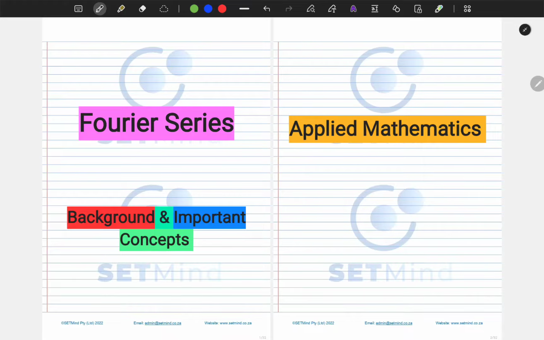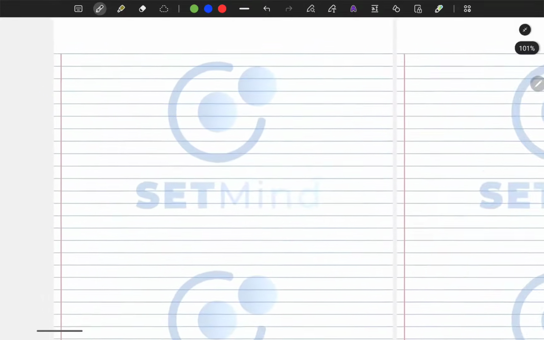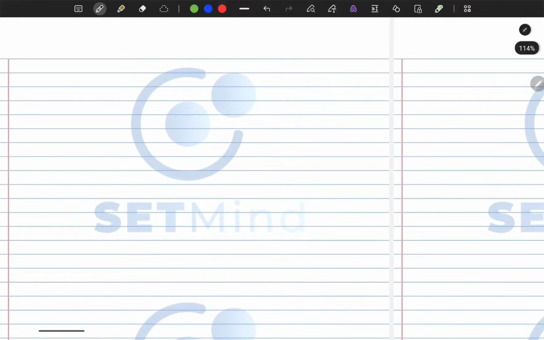In this edition, we are looking at a very interesting topic called Fourier Series. What we hope to achieve with this lesson is to give a background, the important concepts, and a few questions thereafter if time permits. So the first thing we need to understand is the foundation of what is happening with Fourier Series and what kind of questions you are going to be given.